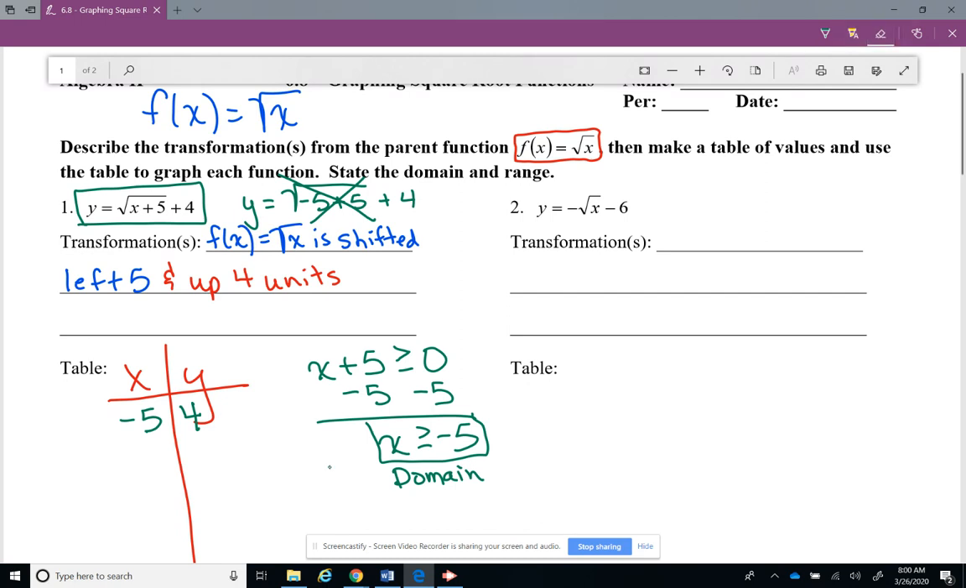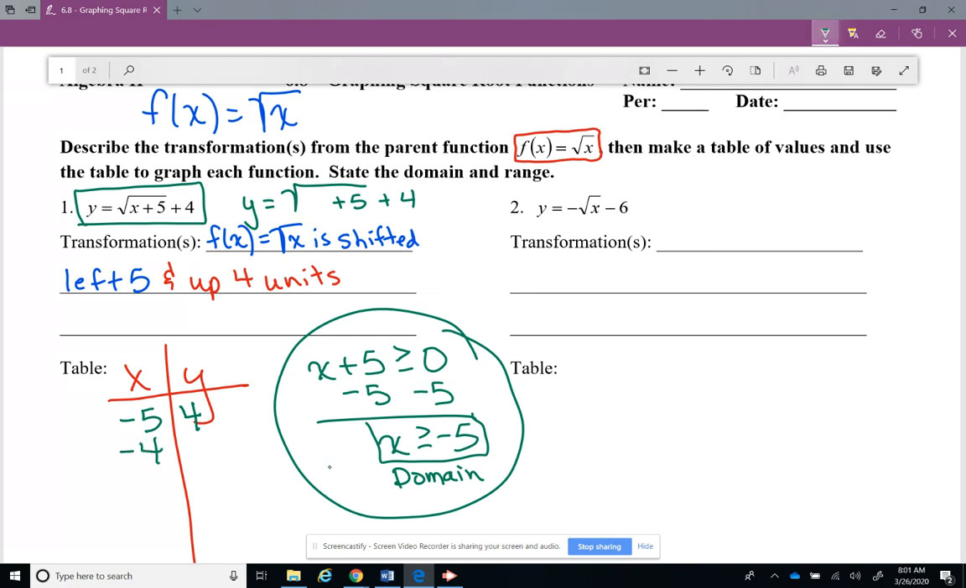Now, how do I figure out how to do my second point? What you want to do next is go back down here. X has to be greater than or equal to negative 5. So the next number that's greater than negative 5 is going to be negative 4. All right, so I'm going to write that in my table. All right, I'm going to go back up to my problem and put negative 4 where x is. So negative 4 plus 5 is 1. So you have the square root of 1 plus 4 now. The square root of 1 is 1, and 1 plus 4 is 5. All right, so I'm going to put that in my chart.